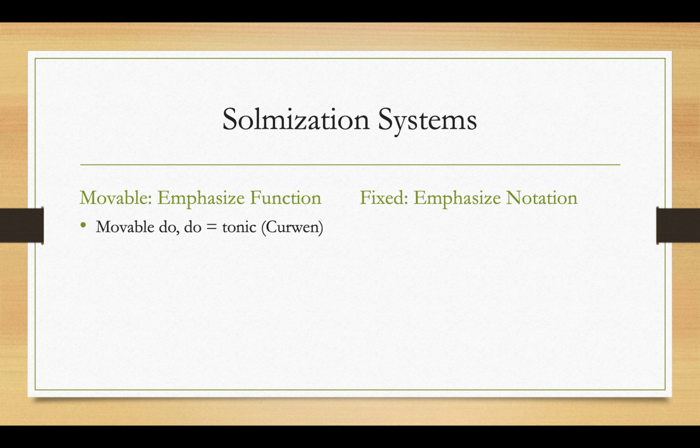Both have different advantages. One of the common movable systems is movable do, and the subtype specifically is where do equals tonic. This particular subtype was popularized by the music educator Curwen. Another variant of movable do is in which tonic is do in major, but tonic is la in minor. This system was popularized by Kodaly.